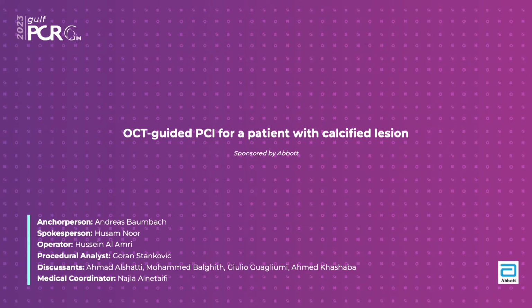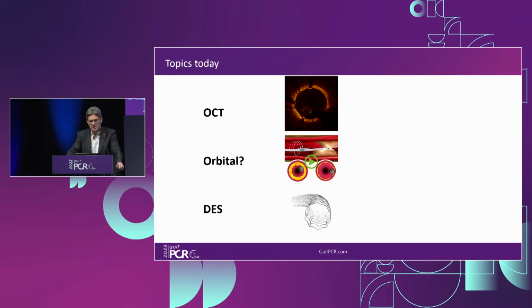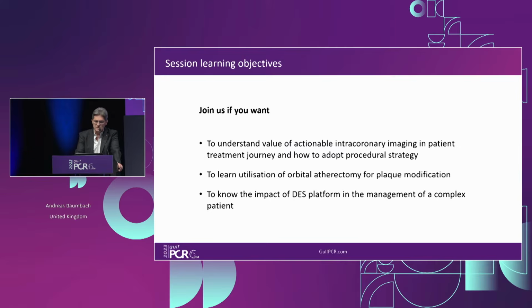So as people slowly come in, I think we're ready to start this session with an exciting case and exciting technology to be discussed in the next 90 minutes. This is a tools and techniques session that is sponsored by Abbott Vascular, and it's OCT-guided PCI for a patient with calcified lesion, and the title says it all. I just put these three together. We're talking today about OCT, maybe about orbital, we'll see, and the drug-eluting stent, of course, that makes a difference.